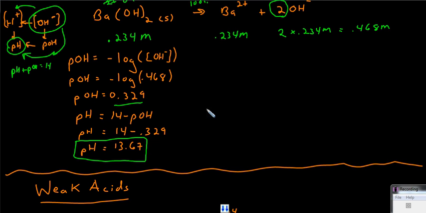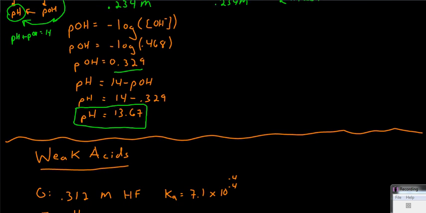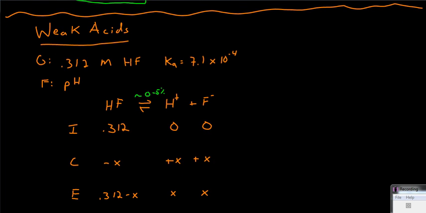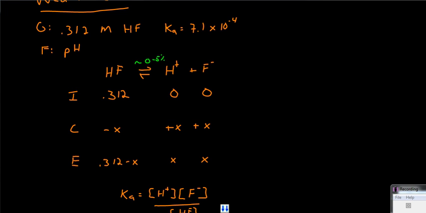Now, these are simple cases in which we have a strong acid or base, but what if we're dealing with a weak acid, or in a later video, a weak base? So consider where we have 0.312 molar hydrofluoric acid, a very similar concentration to our hydrochloric acid example up top, although this time that hydrofluoric acid is a weak acid. It has an equilibrium constant. Because it's a weak acid, it does not dissociate 100%. In fact, generally, it will dissociate about 0 to 5% of the time. Find the pH from that hydrofluoric acid solution.